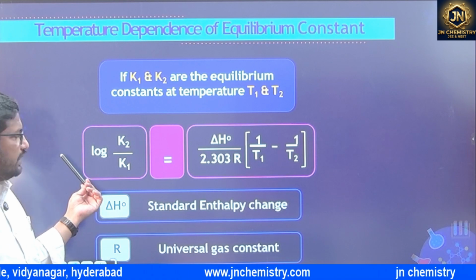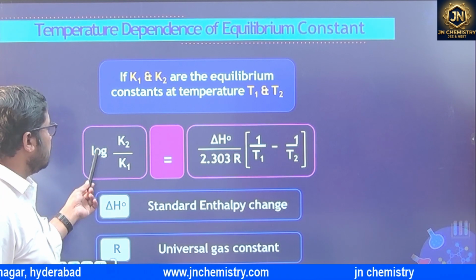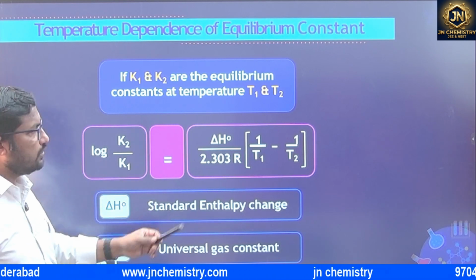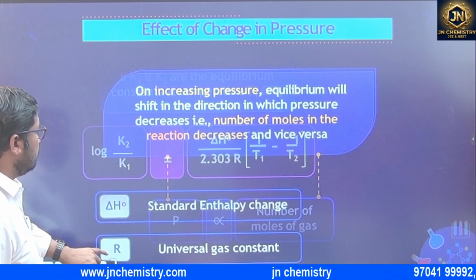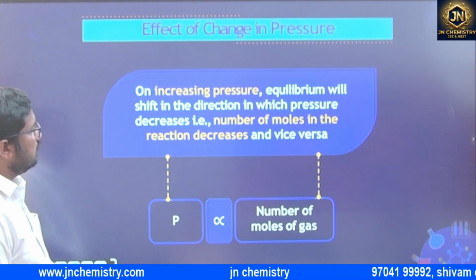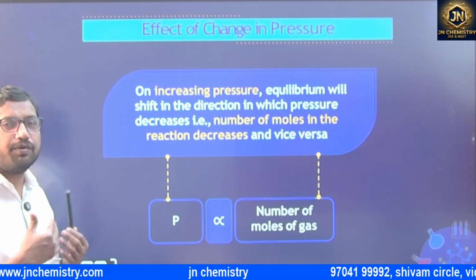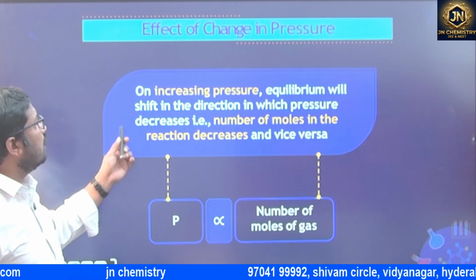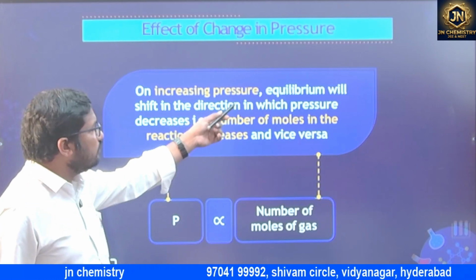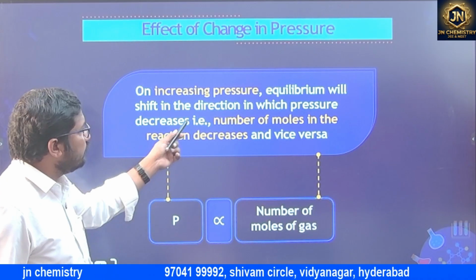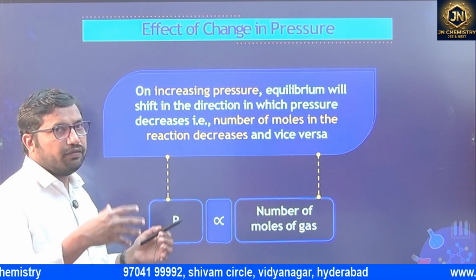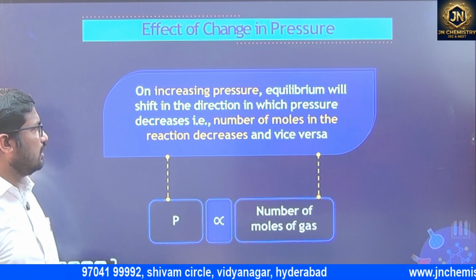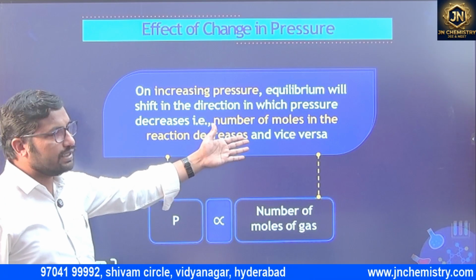This we already discussed for two conditions: log K2 by K1 equals delta H by 2.303 R into (1 by T1 minus 1 by T2). Change of pressure I told you: more number of moles to less number of moles. Simple one statement which I gave you. This is the explanation: on increasing the pressure, the equilibrium shifts in the direction in which pressure is decreasing, where the number of moles of gas decreases, and vice versa.